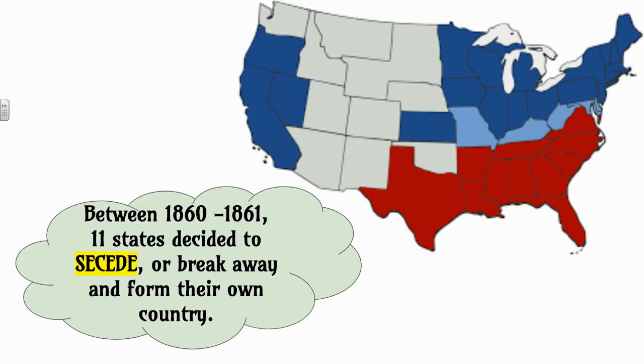So let's get into an overview of the Civil War. I want you to understand the big picture before we start to break it down into the little details. So between the years 1860 and 1861, 11 states in the Union, 11 states in the United States of America, decided they didn't want to be part of the United States of America anymore. And they decided to secede, which means break away from the United States of America and form their own country.